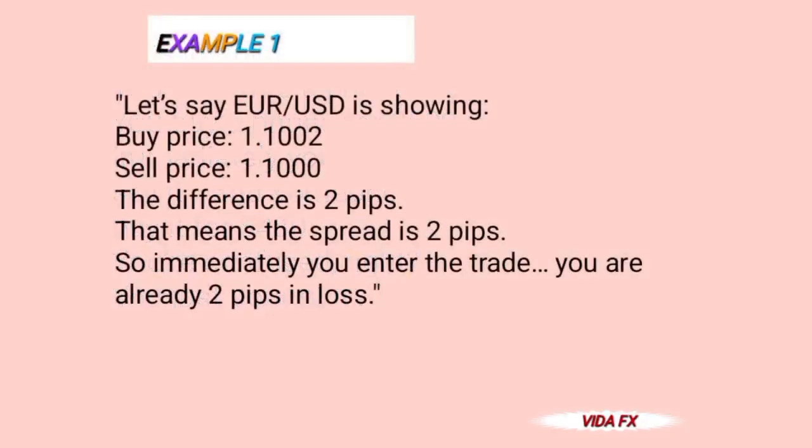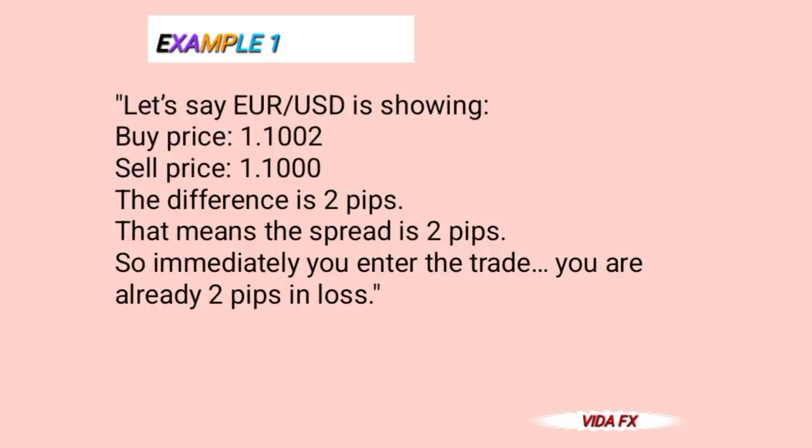So let's say Euro USD is showing the buy price at 1.1002 and the sell price is at 1.1000. Now the difference is 2 pips. Remember I talked about pips in our videos on pips and lot size. So if you don't know what a pip is, do well to watch that video. That means the spread is 2 pips.